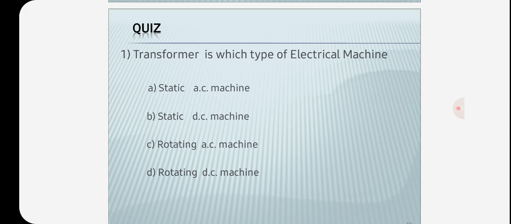So here we have a few quiz questions. The first question is: a transformer is which type of electrical machine? A transformer is a static AC machine. For a transformer we never use DC supply, we only use AC supply, and it is also a static device. In this transformer there are no moving parts, it is a static or fixed AC device. The answer is A.